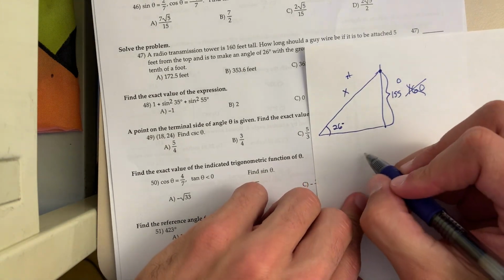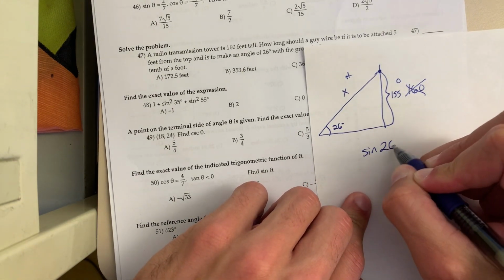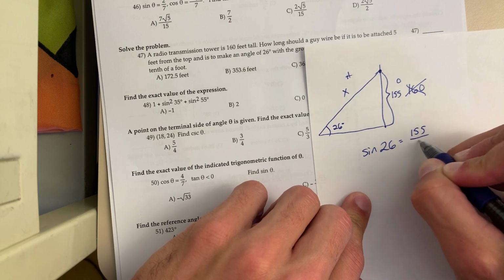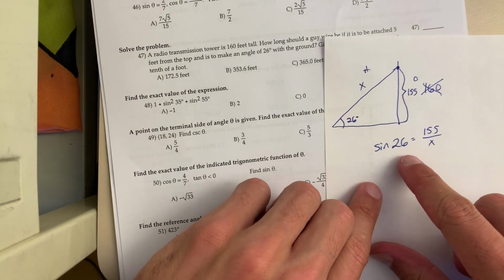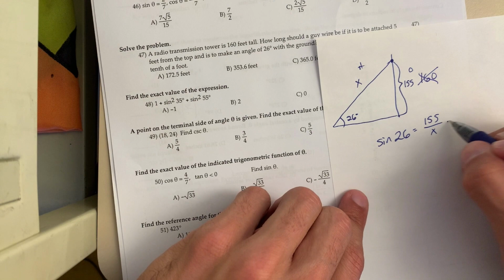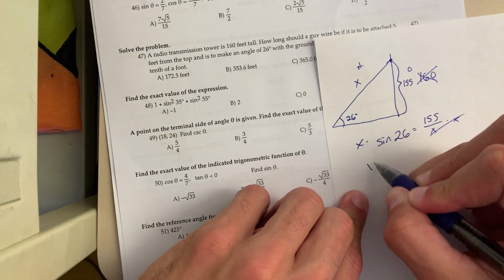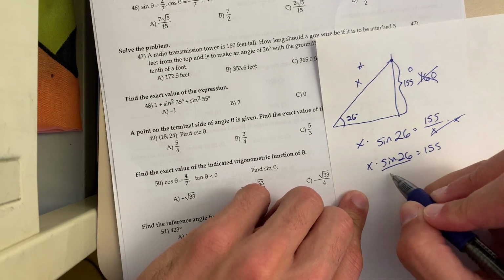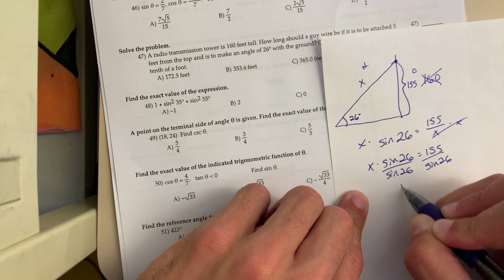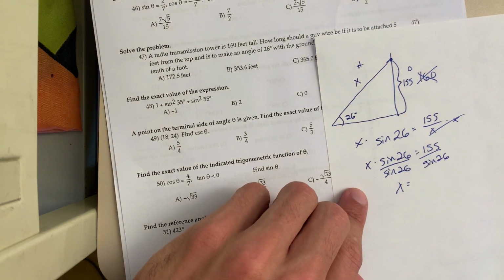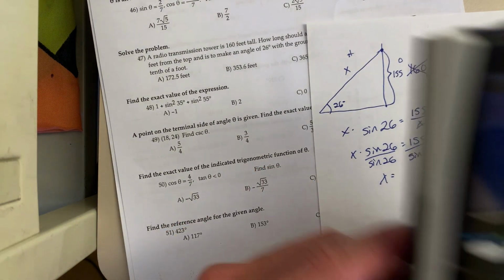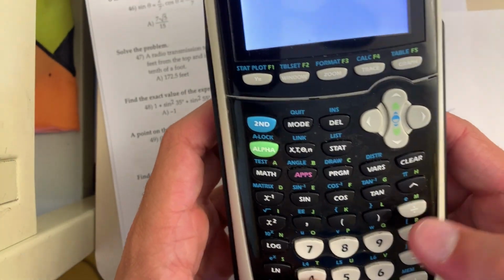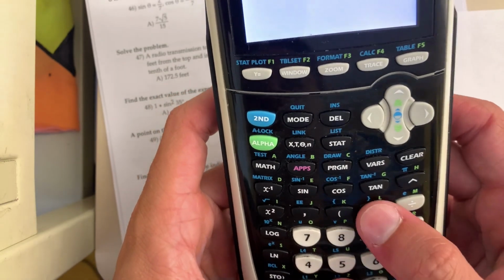So my equation I could use to set up here would be sine of 26 equals 155 over x. Okay. And again, solving for x, I could multiply over this x. So x times sine 26 equals 155. And then divide out that sine 26. So x equals that 155 over sine of 26. Or 155 divided by sine 26.